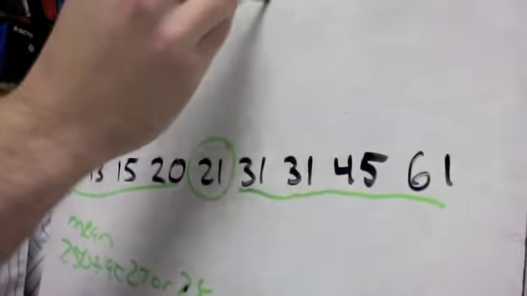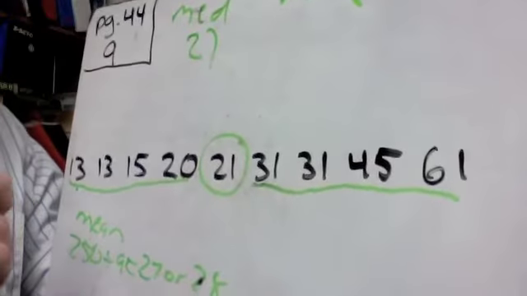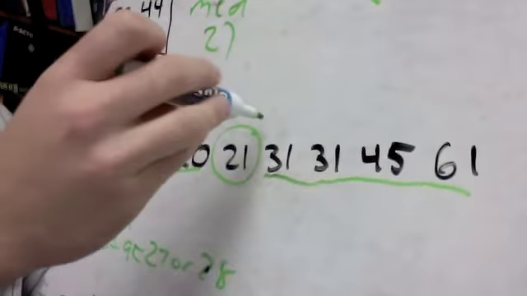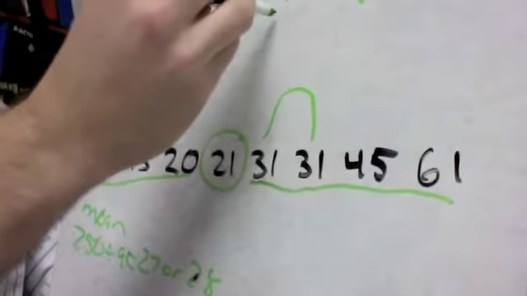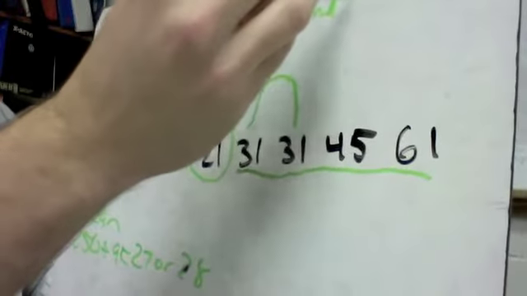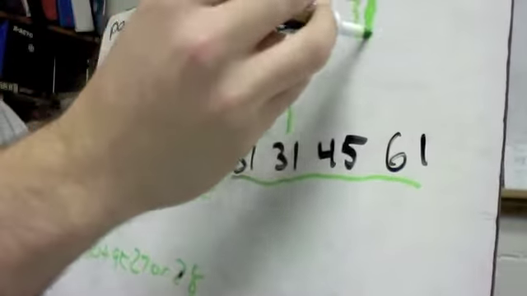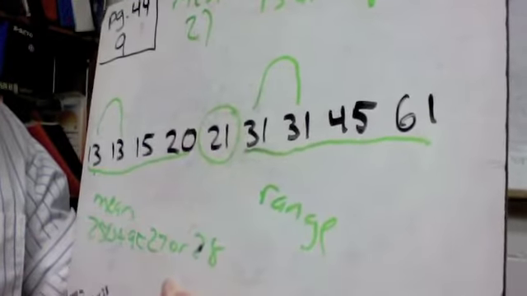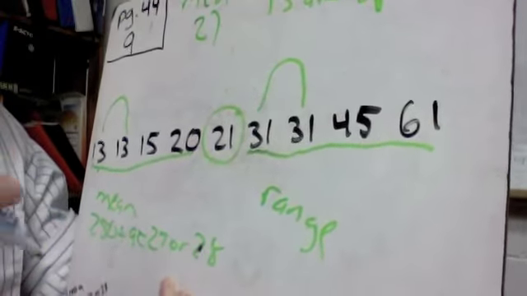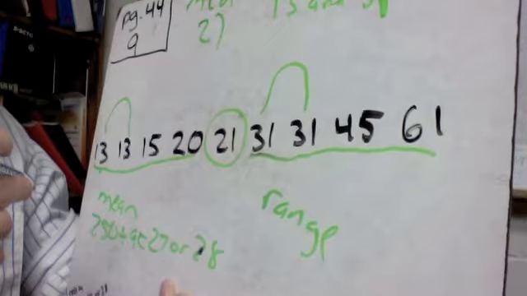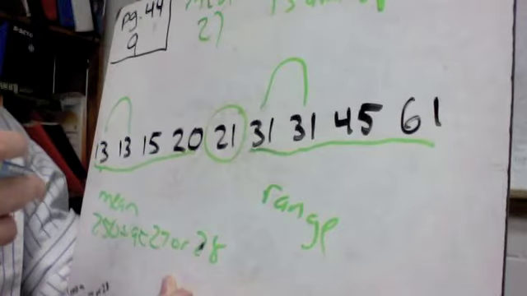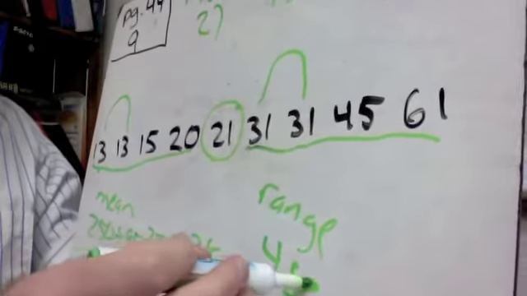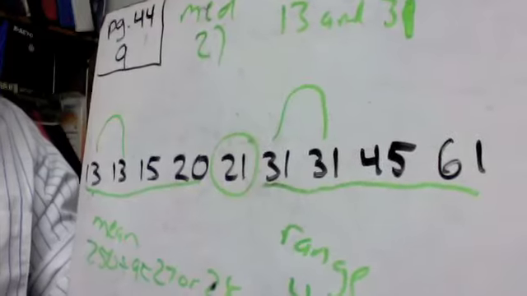Okay. For the mode, we need the ones that happen the most. Looks like we got a couple of 13s. We also have a couple of 31s. So our mode is actually going to be 13 and 31. And then the last number is our range, which is just how far apart the top number and the bottom number are. So if we do 61 minus 13, 61 minus 10 would be 51. Take away 3 more would be 48. So our range would be 48. Those are your 4 answers to this problem.